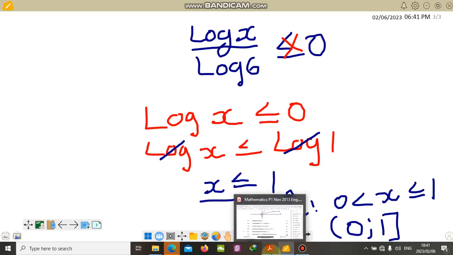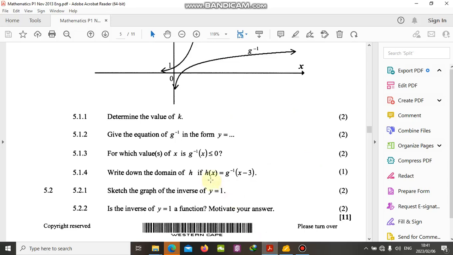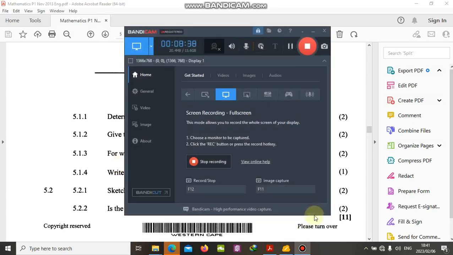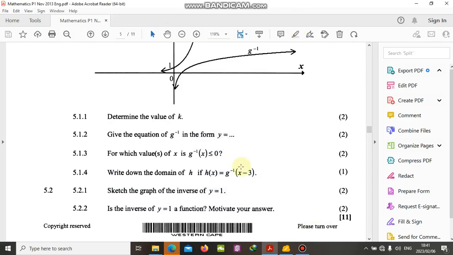Okay, let's go to the next question. For the next question, number 4 here, it says, write down the domain of h if h of x is equal to the inverse of g of x minus 3.